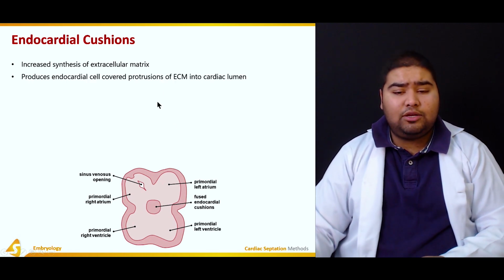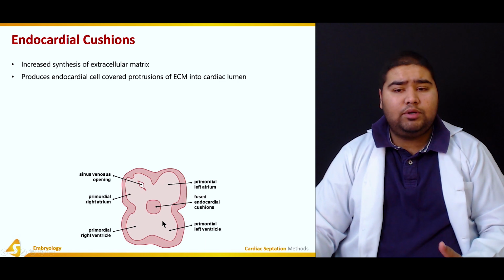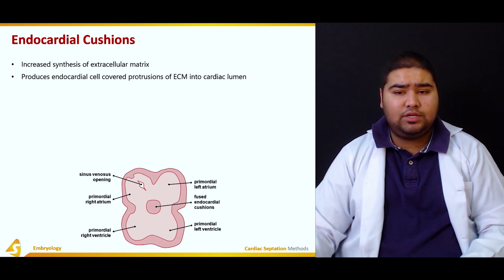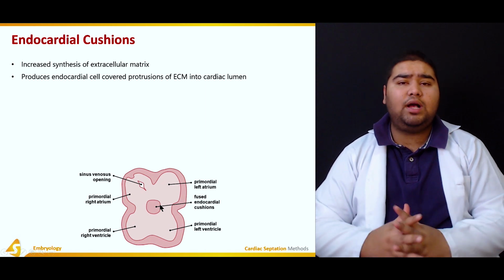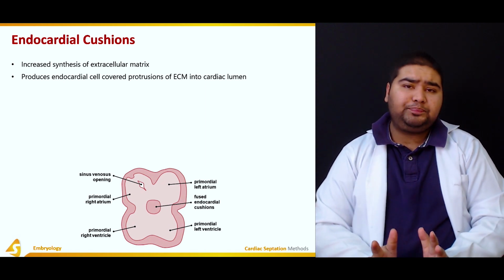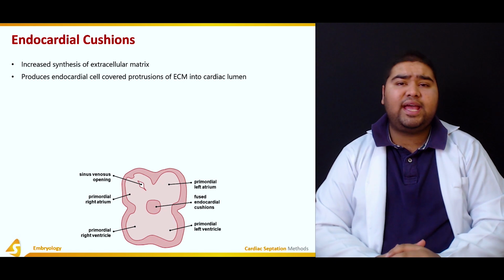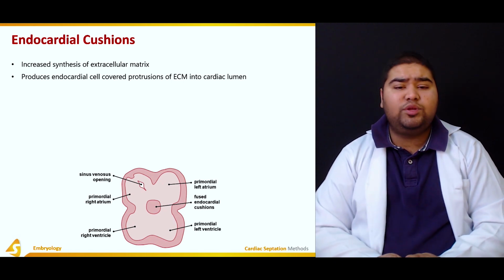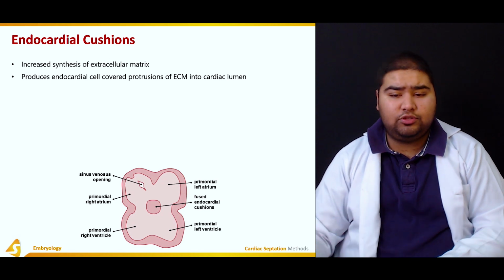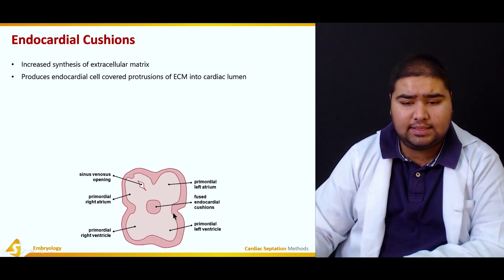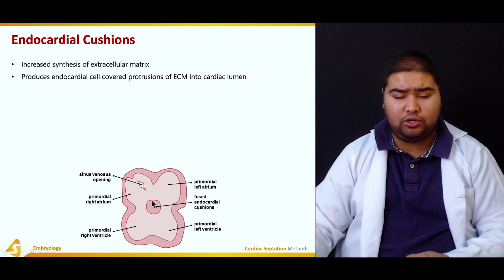This produces endocardial cell-covered protrusions of extracellular matrix into the cardiac lumen. So as I mentioned earlier, endocardial cushions are basically protrusions of the extracellular matrix which are covered by the endocardial cells, and they are pushed into the lumen. So this is an endocardial cushion.